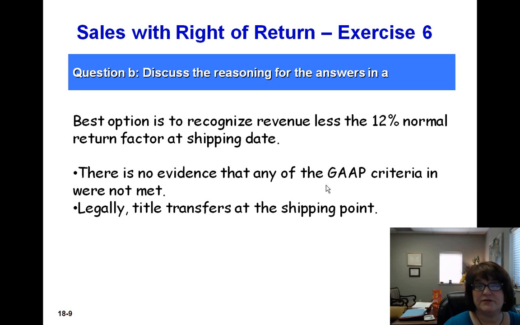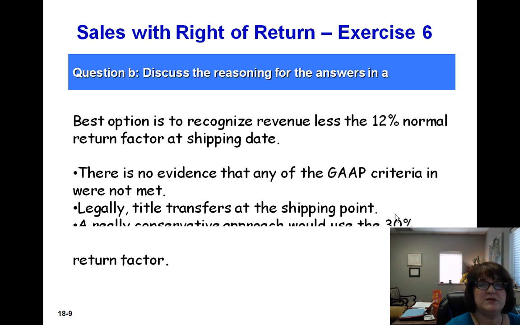Legally, title is transferring to these books at the shipping point. You've got a history. You can estimate the number of returns or the percentage of returns, so it makes sense. Now, I suggest using the 12% normal return factor.